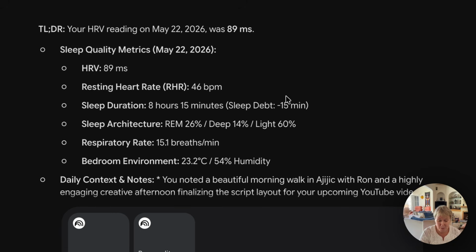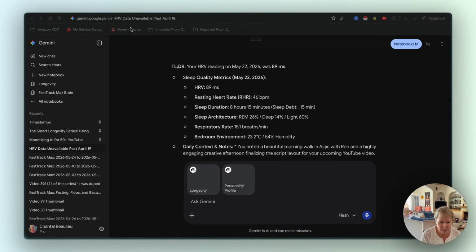I won't share it with you, but I actually slept 7 hours that night, and my sleep architecture was not at all like this. My respiratory rate was not the same. My bedroom environment, I mean, it's hot right now in Mexico, and actually I'm at 81 degrees Fahrenheit, and humidity is never higher than 40. And my HRV is actually 52, not 89 for that night. Now, let's go to NotebookLM.